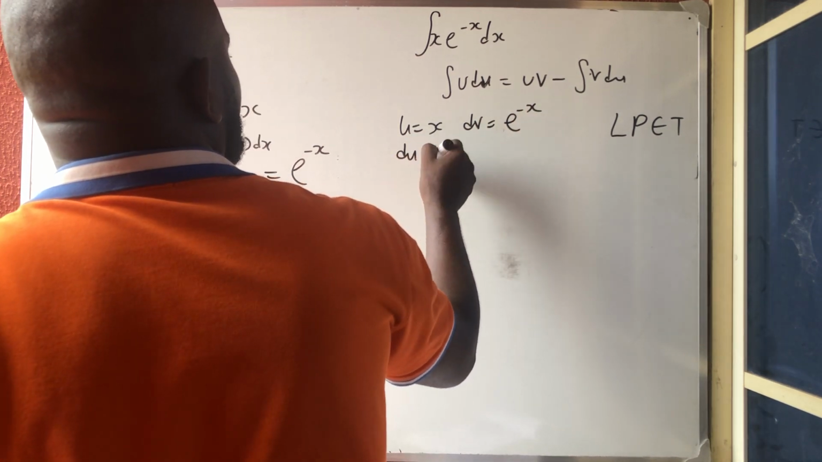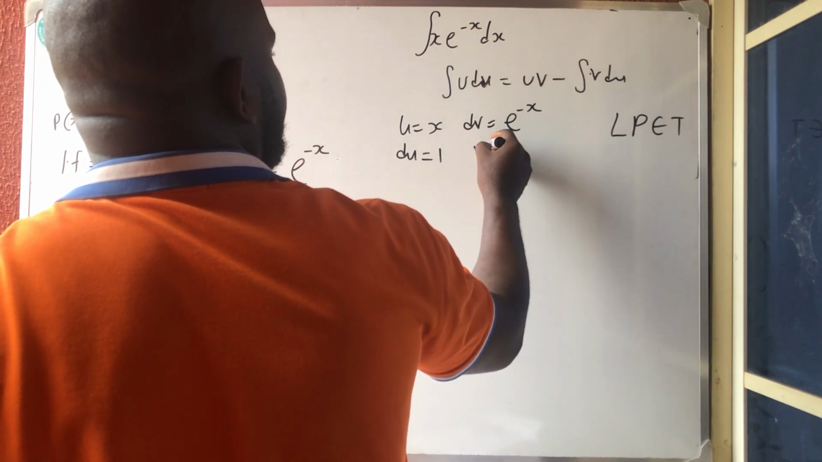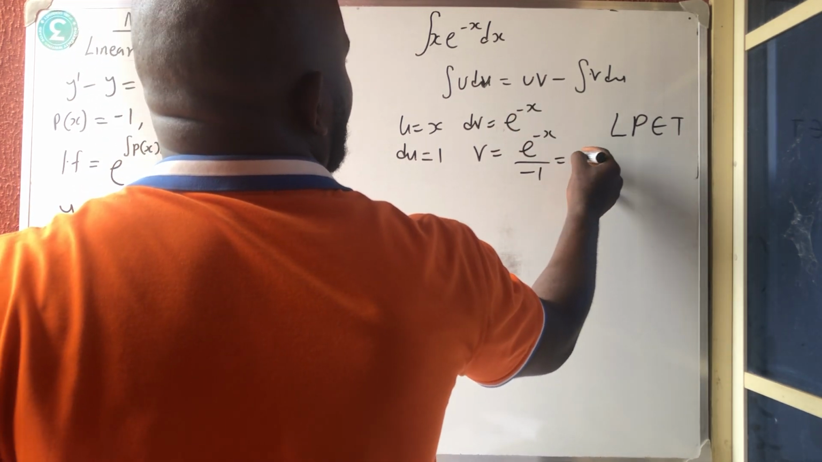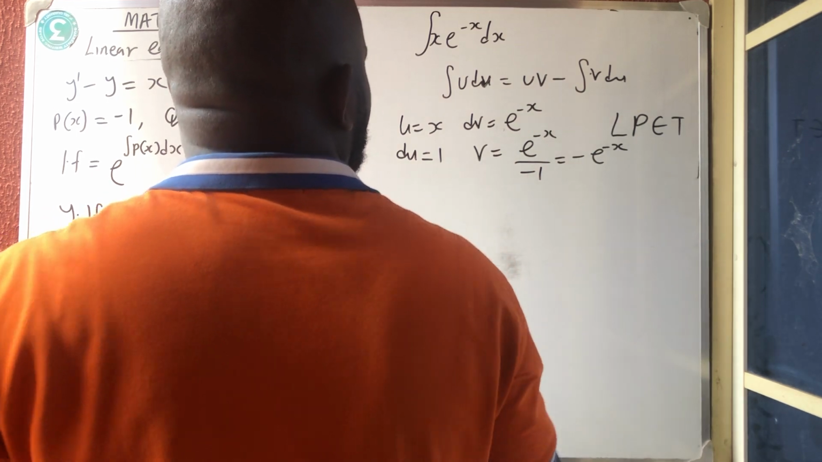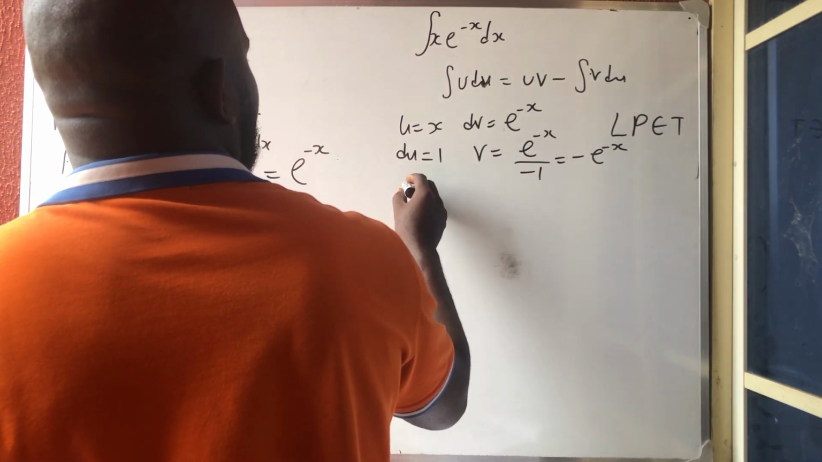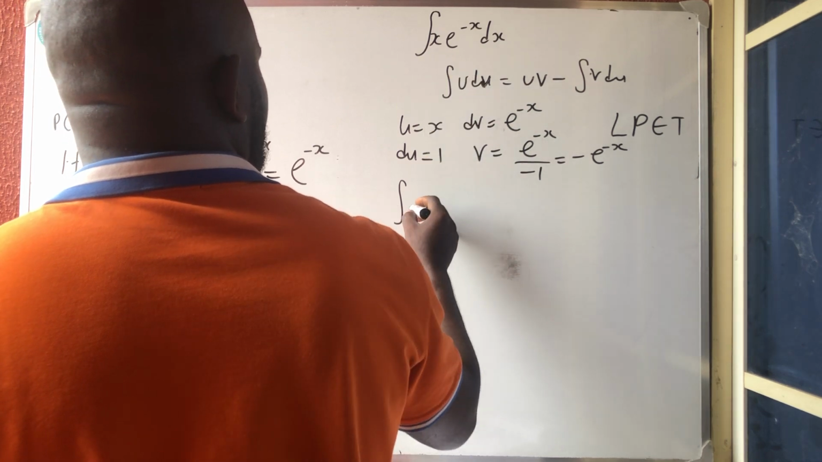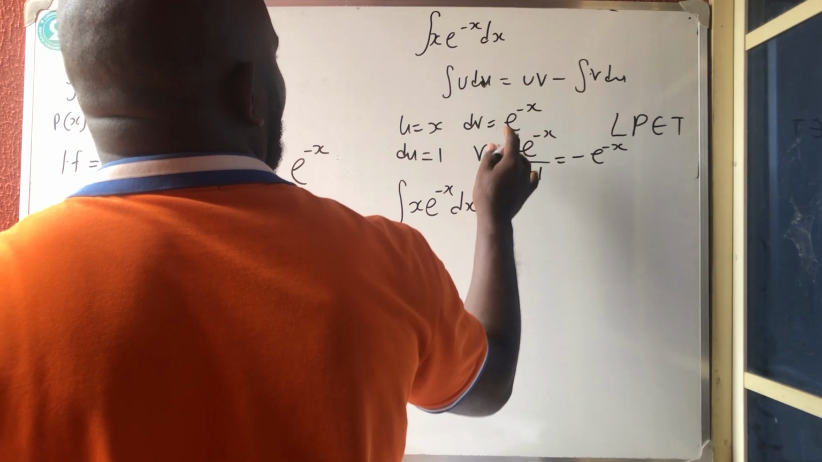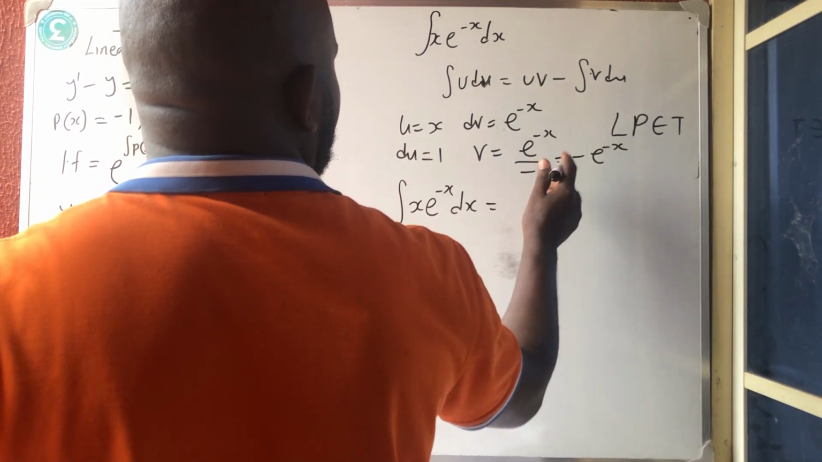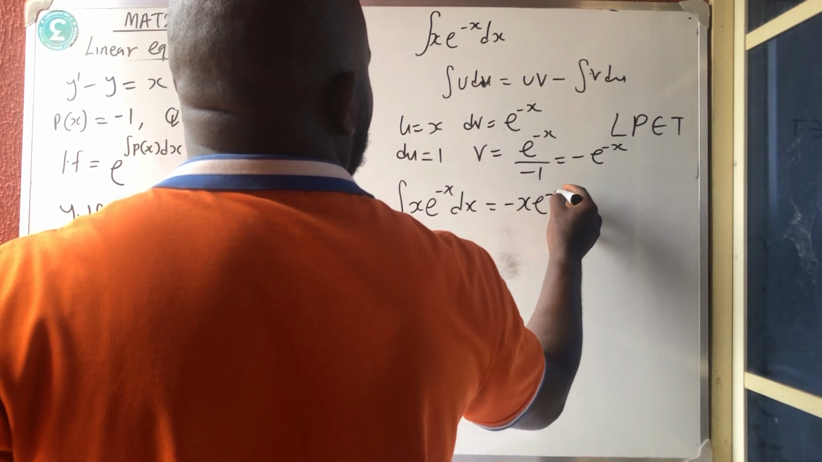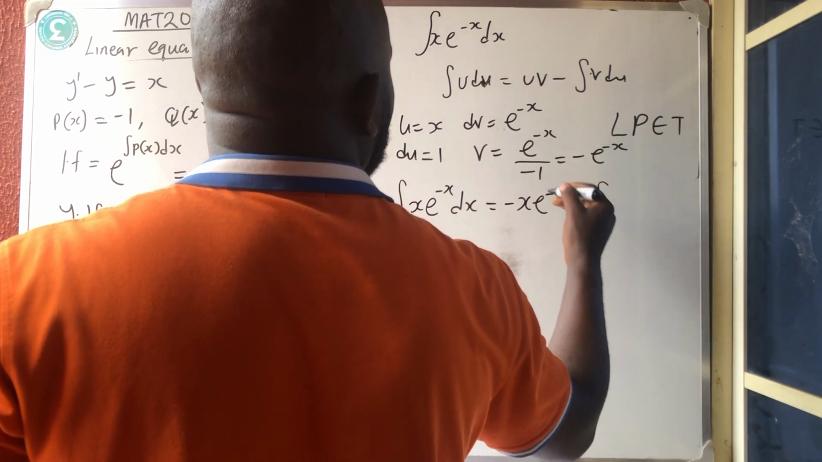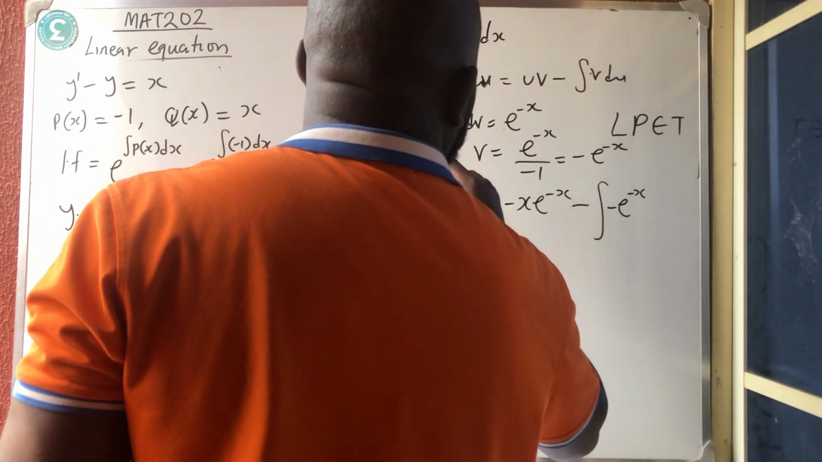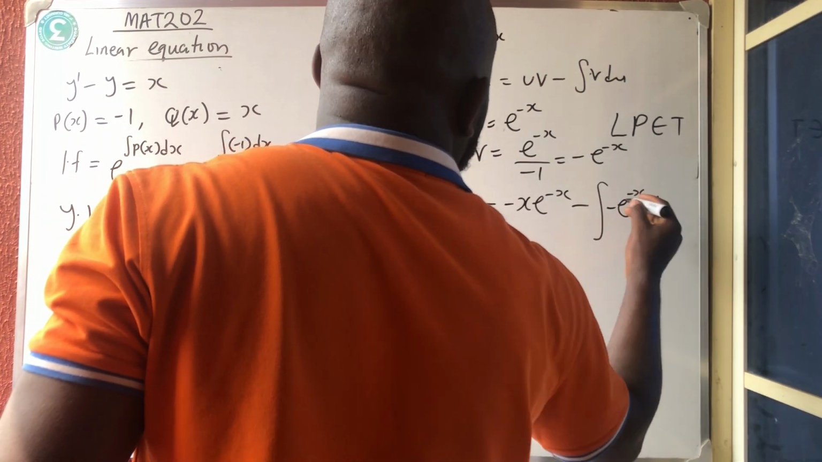To get du is to differentiate this, which is 1, and to get v is to integrate this, which is e raised to power minus x all over minus 1, which is minus e raised to power minus x. So substitute here: the integral of u, which is x, dv, which is e raised to power minus x dx, is equal to uv, which is minus x e raised to power minus x, minus the integral of v du. This is my v, minus e raised to power minus x, du.